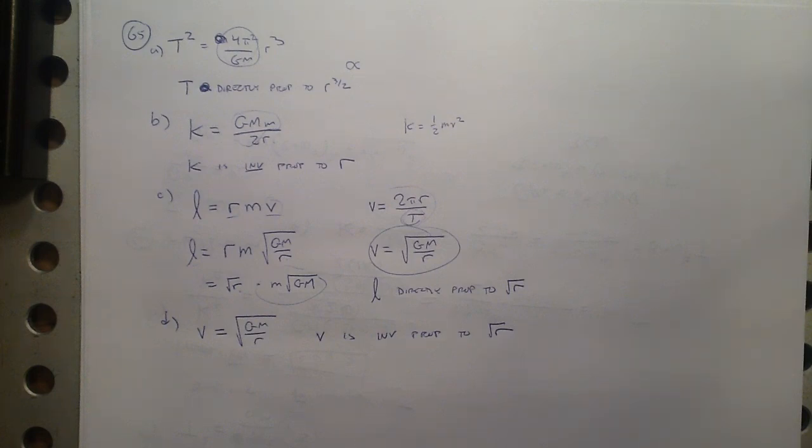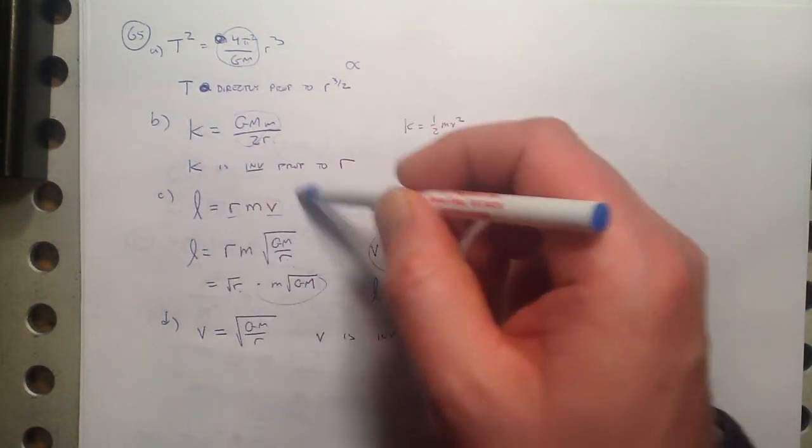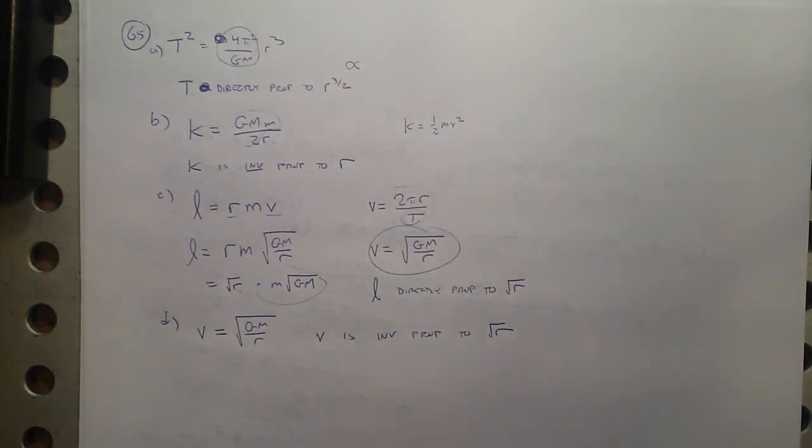And that is a good little bit of reasoning there, looking at different relationships that we know, and one really that we hadn't quite considered, angular momentum here for a thingy in orbit.